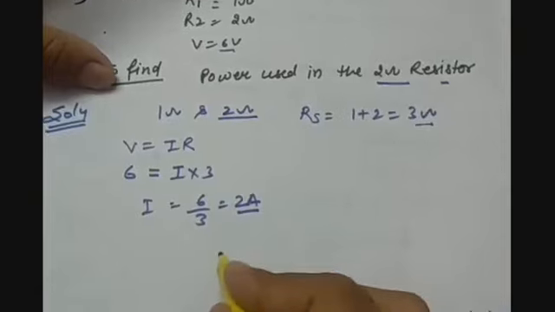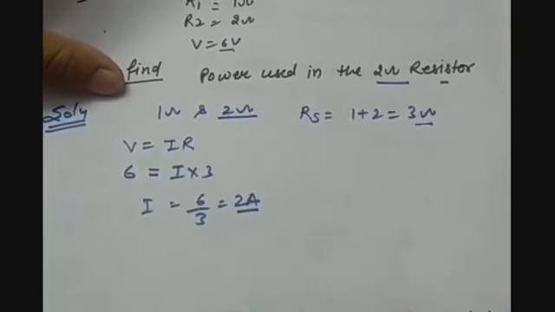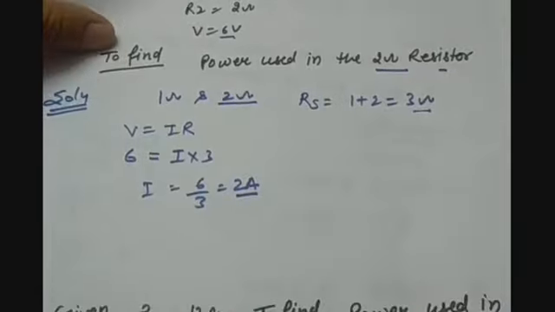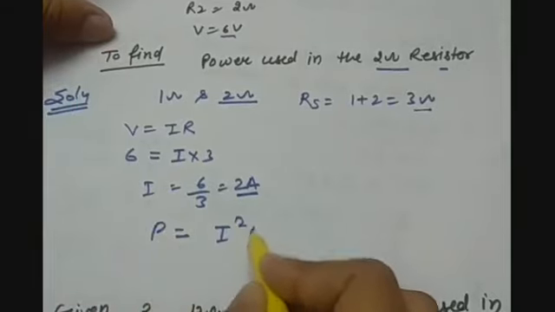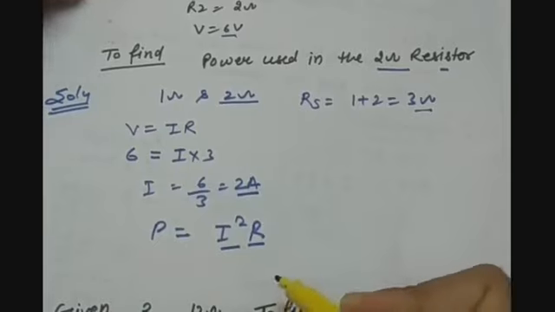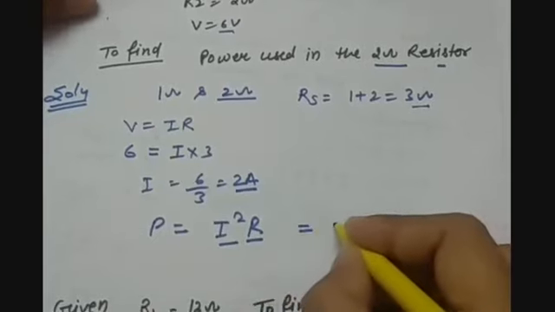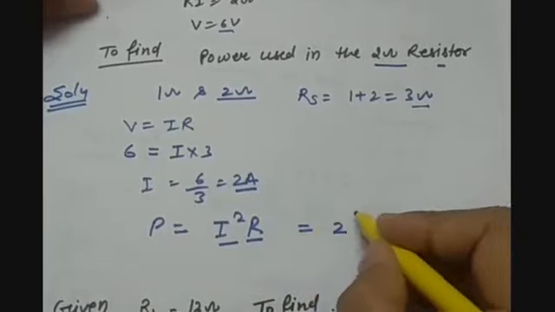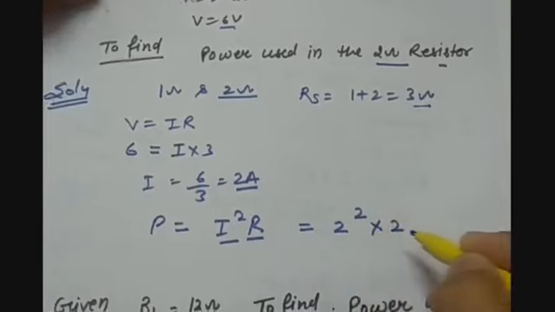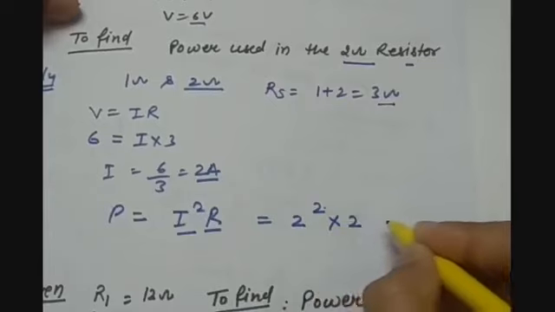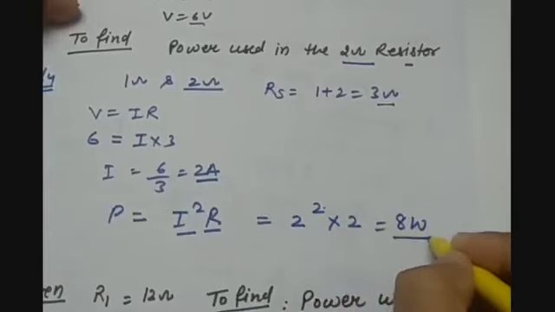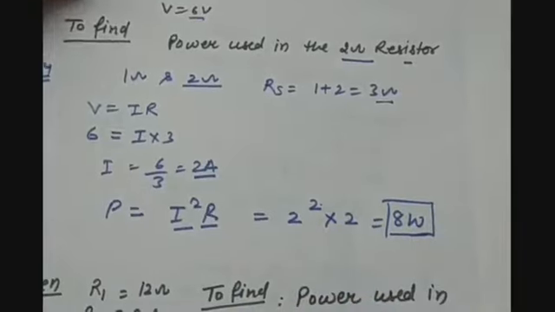So what will be the value of power in the 2 ohm resistor? Power will be I square R, as we have the resistance and the current. So current is 2 ampere and the resistance is also 2. So 2 square, that comes out to be 4, and 4 into 2 is 8 watt. So in the first case we get the power 8 watt.